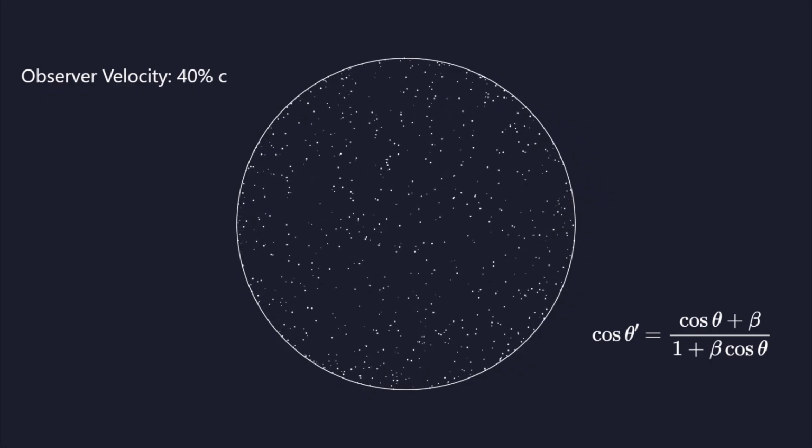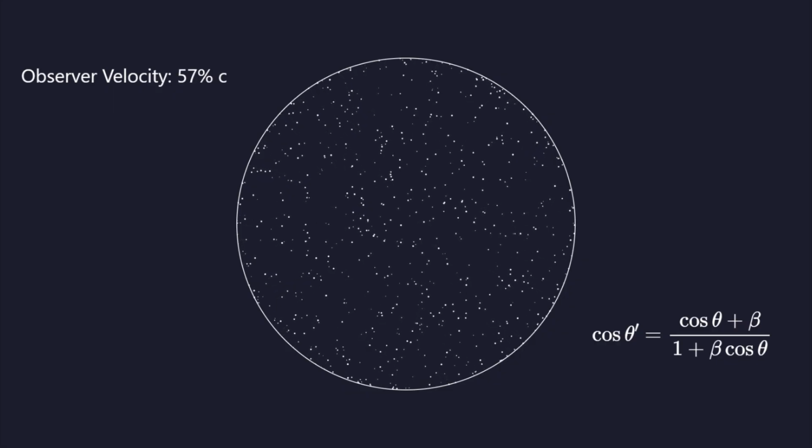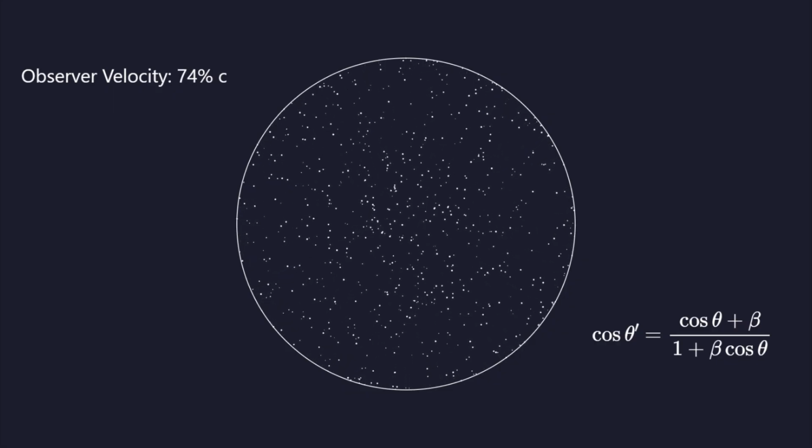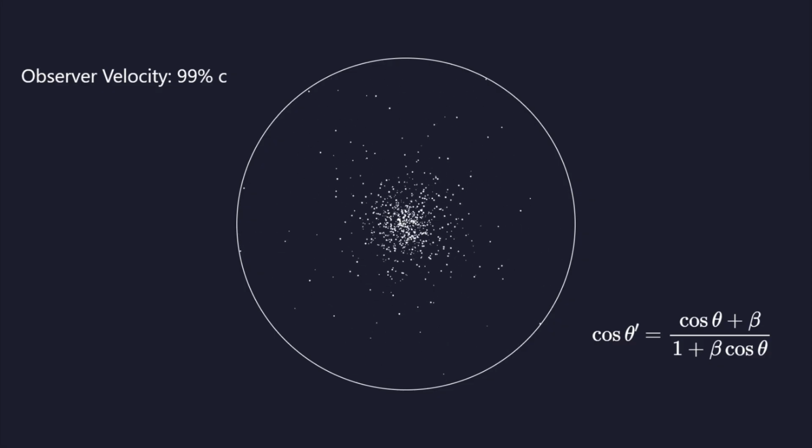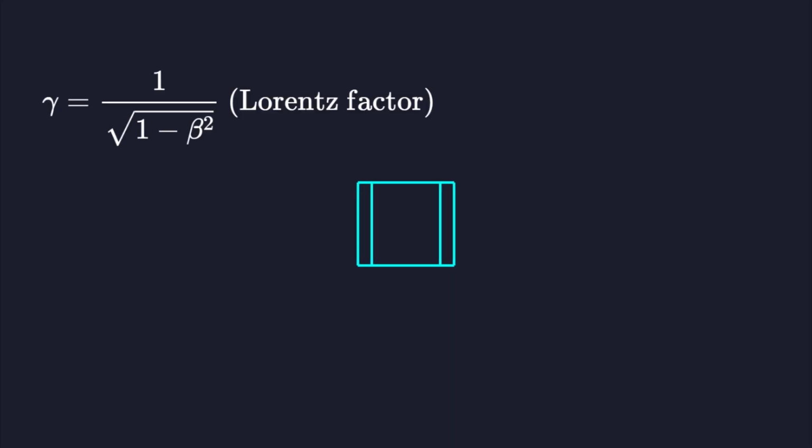At high speeds, the apparent direction of incoming light changes due to relativistic aberration. For an observer moving near light speed, light sources from the side appear to shift toward the front, concentrating the field of view into a bright circle.